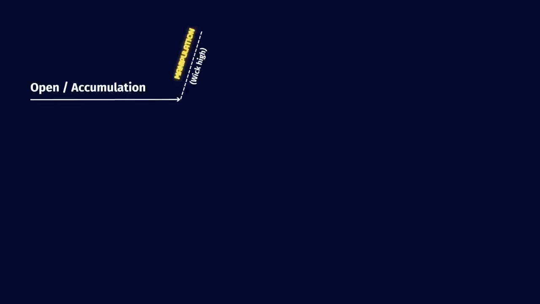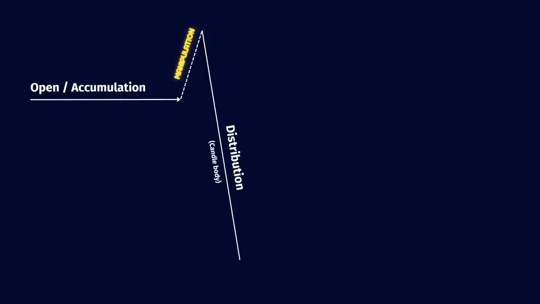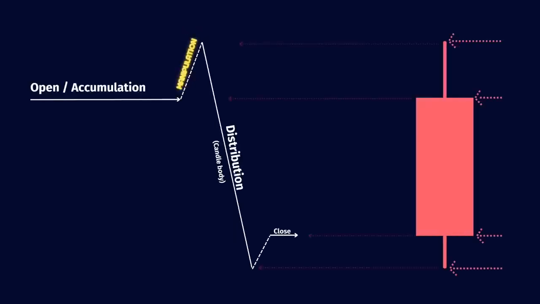The second phase is the manipulation. In other words, it's the weak high for the candle in development. The next phase is the distribution. This distribution is for printing the body of the candle, for the candle in development, or the Power of Three in development. And the close in the Power of Three is the weak low, the opposite weak.